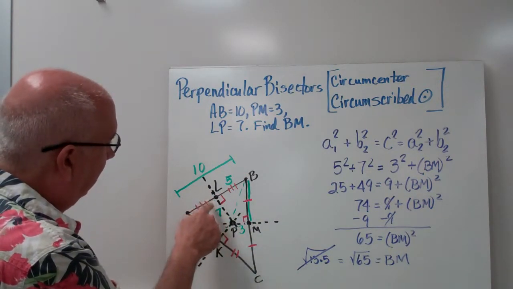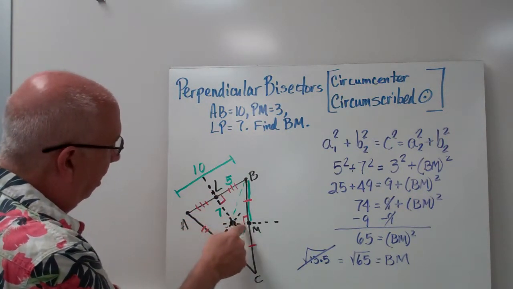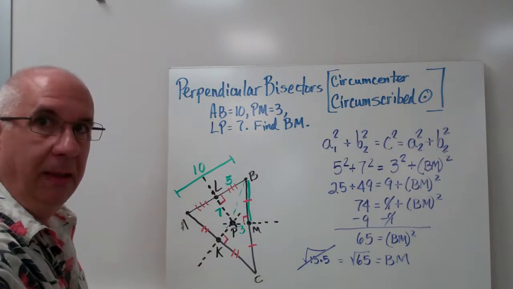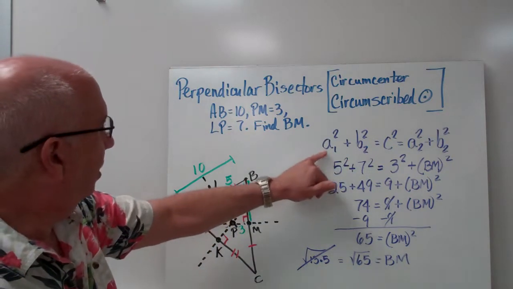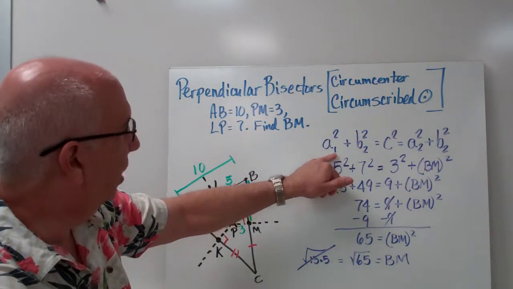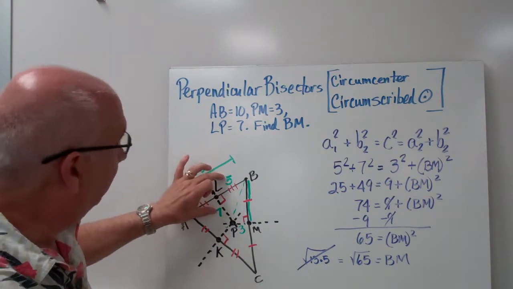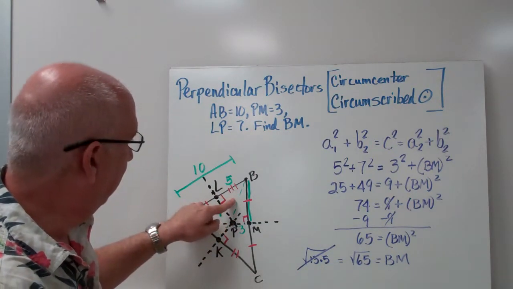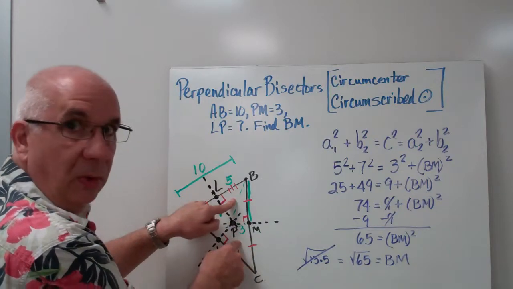BP is the hypotenuse for this triangle over here, and BP is also the hypotenuse for this triangle over here. That means they're going to be congruent. So I can say a sub 1 squared plus b sub 2 squared, these two numbers, is equal to c squared, this hypotenuse squared, which is also equal to the sum of these two numbers squared.